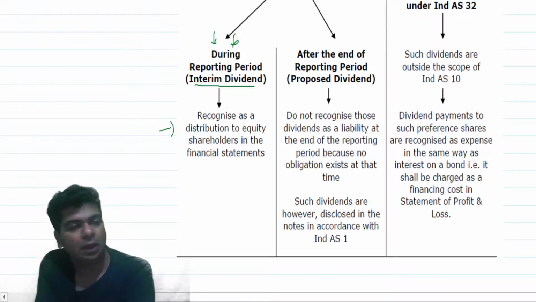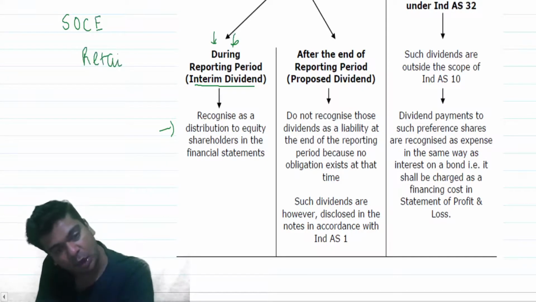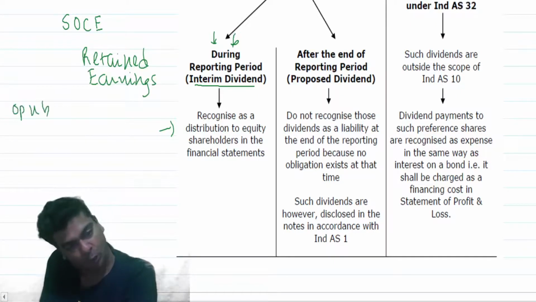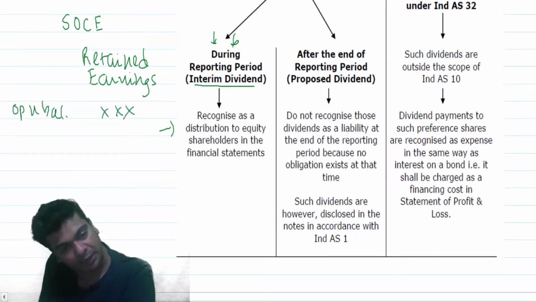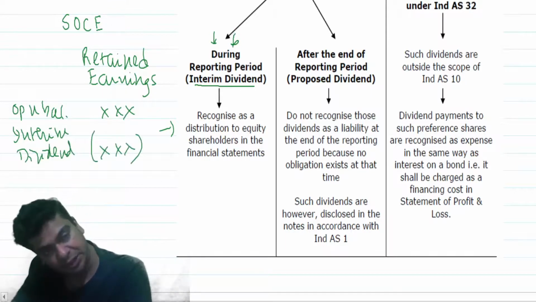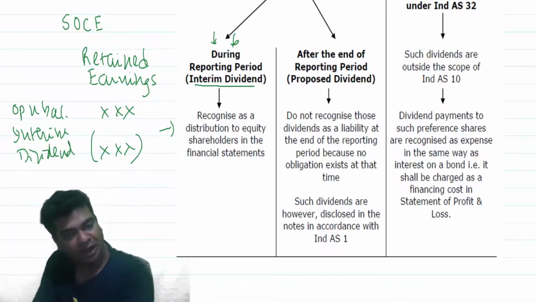You will be preparing a statement of changes in equity. In the statement of changes in equity, one column that will be prepared by you will be retained earnings. Here you will be showing an opening balance, and under that you can say interim dividend. Show that as a negative figure, as a distribution to your equity shareholders.